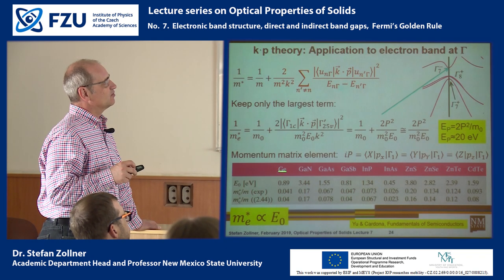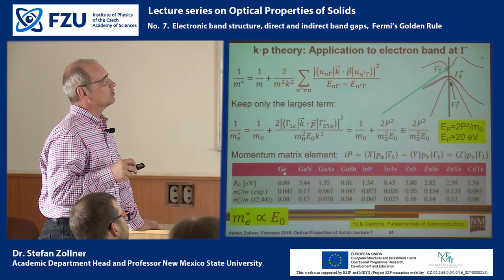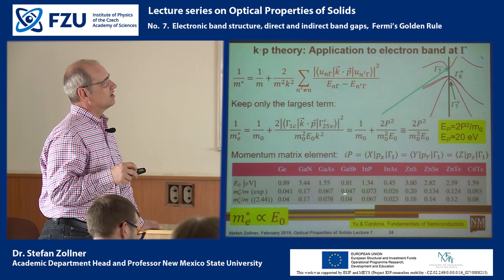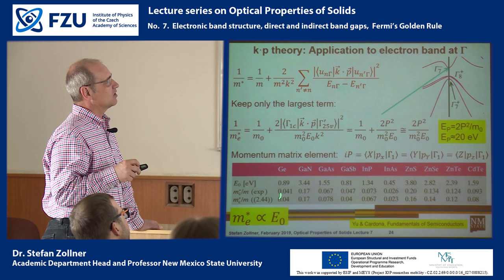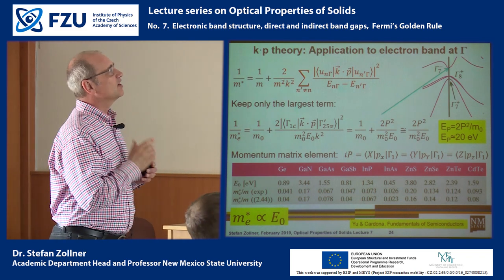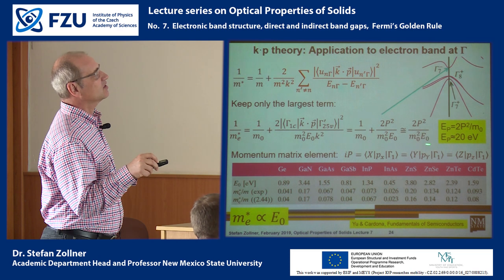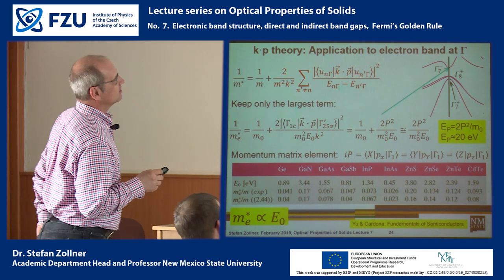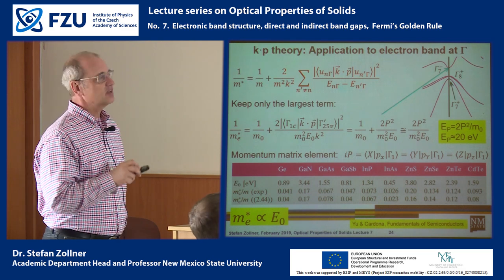And here is a variety of semiconductors that are listed with band gaps that go anywhere from 0.9 electron volts for germanium to 3.8 electron volts for zinc sulfide or zinc selenide. And then there is pretty good agreement between the calculated and experimental electron masses. So with two numbers, the momentum matrix element, which is independent of the material, and the band gap, we can calculate what the conduction band electron mass should be. And it gives us really good agreement using k·p theory by only retaining the first term in that expansion.